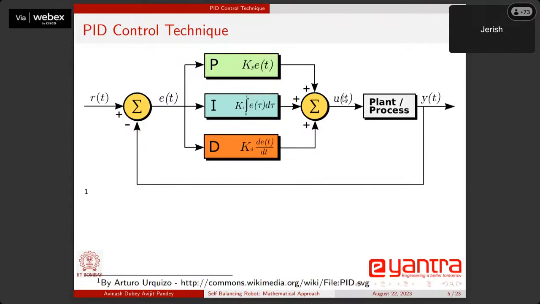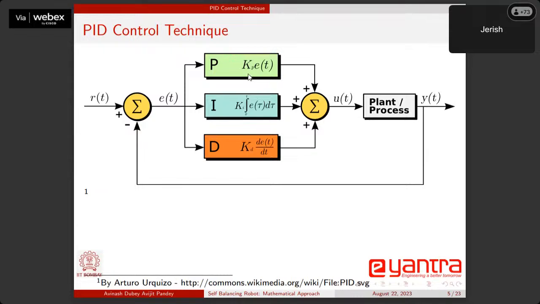PID stands for proportional, integral, and derivative controller. First, the proportional controller. Proportional control has a term called the proportional gain, which is the Kp that you are seeing here, and the error. What this proportional controller does is give an output which is proportional to the error. For example, if the error is high, it will give a high output, and if it's low, it gives a low output. So it makes us achieve the set point based on the error between the reference value and the actual output received from the plant.